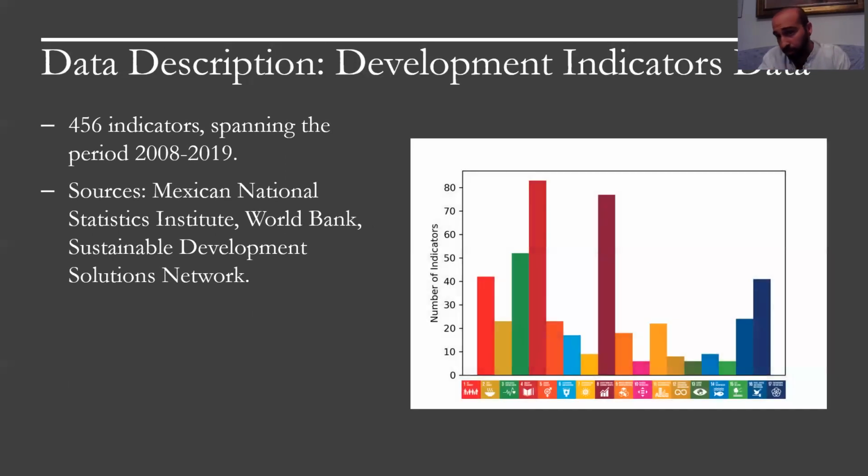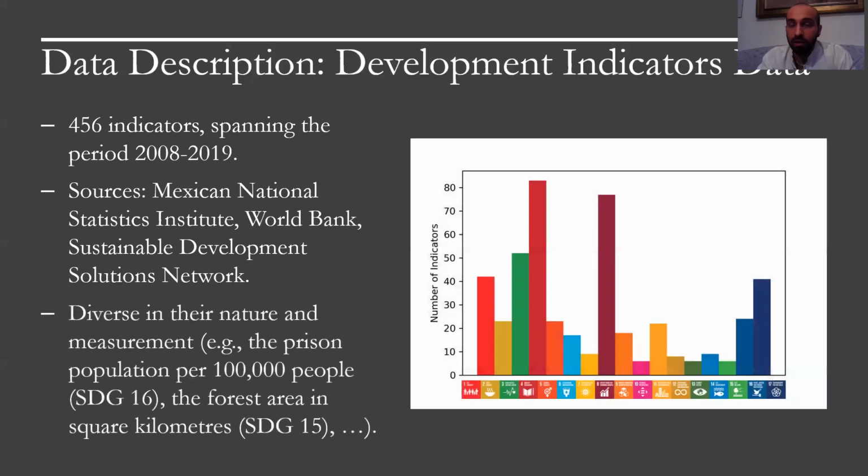And as you can see from the figure here, their coverage varies quite a lot across the different SDGs, ranging from 6 indicators for SDG 10, that is reduced inequality, SDG 13, climate action, and SDG 15, life on land, to 83 indicators for SDG 4, quality education. Now, as you can imagine, these indicators are really diverse in their nature and unit of measurement. I put some examples here, like the prison population per 100,000 people and the forest area in square kilometers.